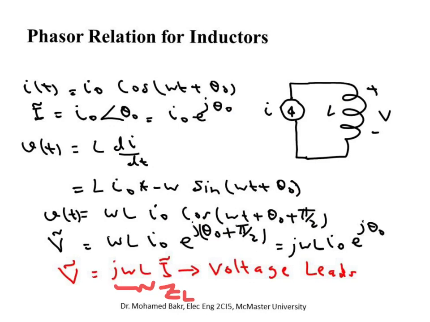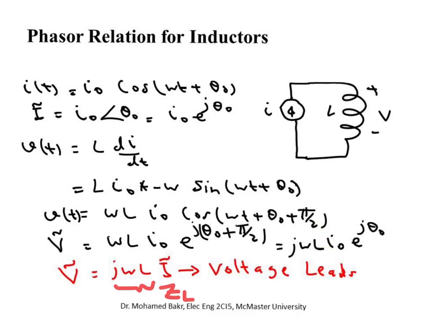Okay, so we can write it in a little bit more formal way. e to the j pi over 2 will give us j. This is one of the identities you should be fluent in, because e to the j pi over 2 is cosine pi over 2, which is 0, plus j sine pi over 2, which is j. So e to the j pi over 2 is going to give me j, and omega L is still the same, and this is e to the j theta naught. This is the current phasor we started with, and this is a voltage phasor.